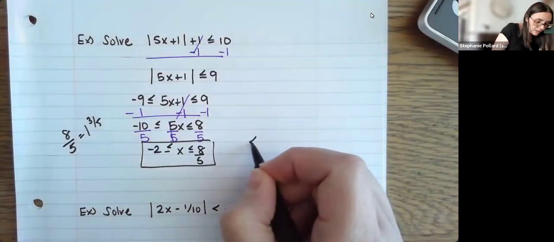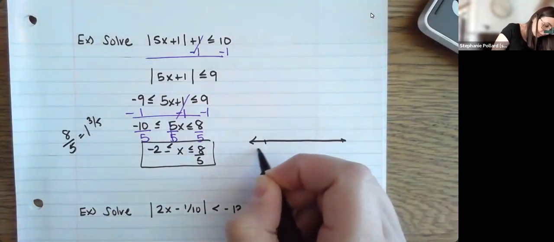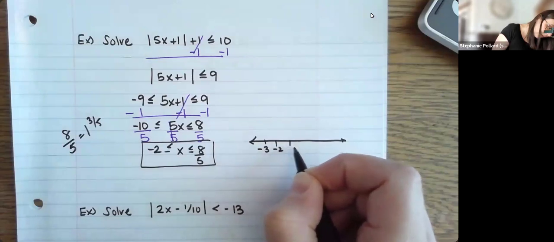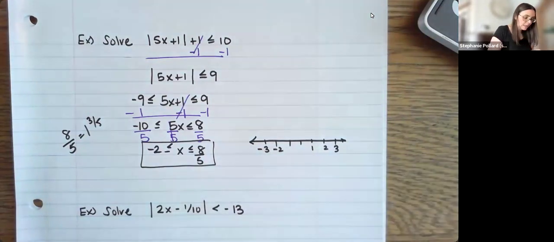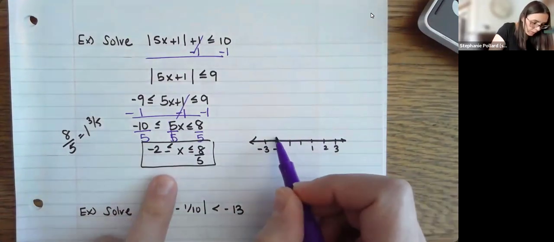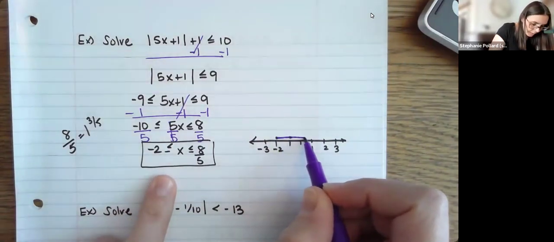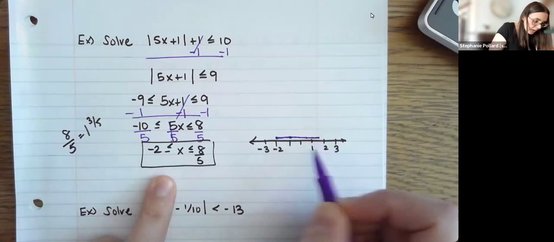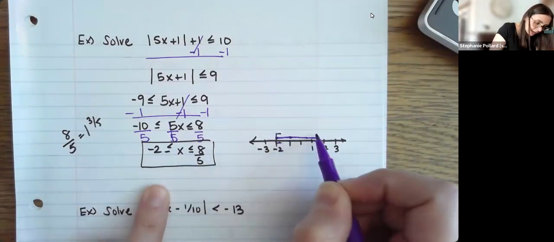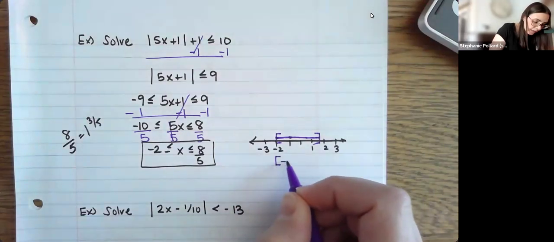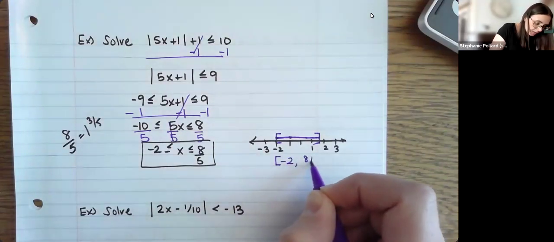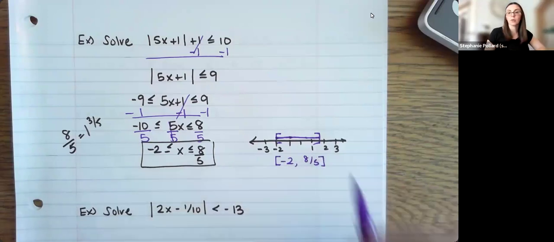So if I want to graph this, I'm going down to -2. I'm going up to 8/5. So, maybe like right here. I do have the equal sign, so I am going to use brackets on both pieces. And in interval notation, I'm going from -2 to 8/5. Again, brackets on both sides.